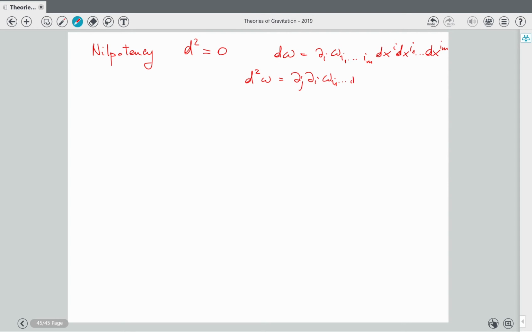and another differential, dxj, dxi, dxi1, ... dxim. But this is zero because this object is symmetric with respect to the exchange of i and j. But this object, with the wedge that they don't write every time, is anti-symmetric. So that is identically zero.